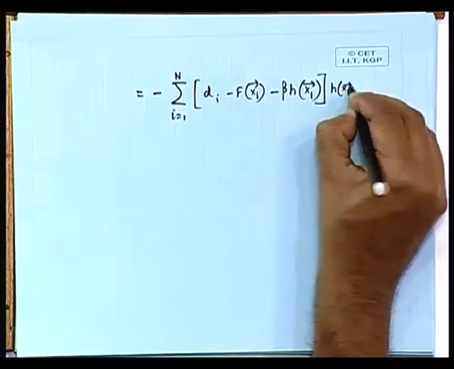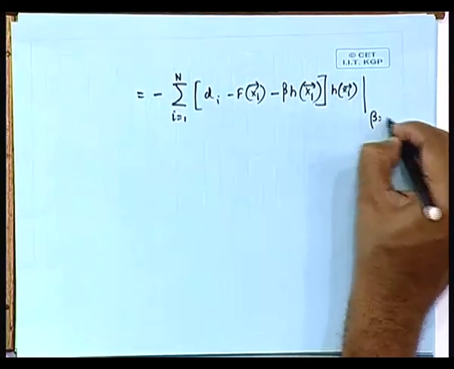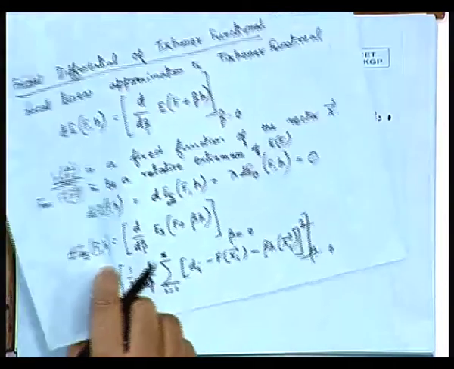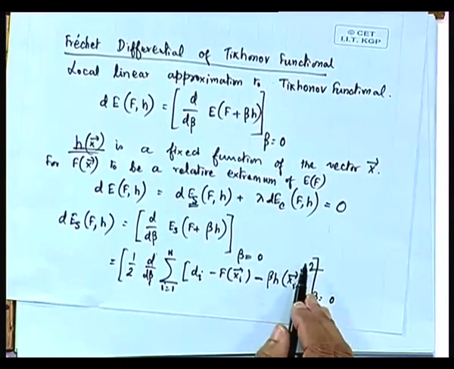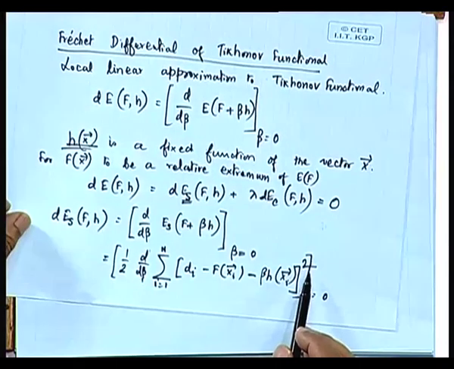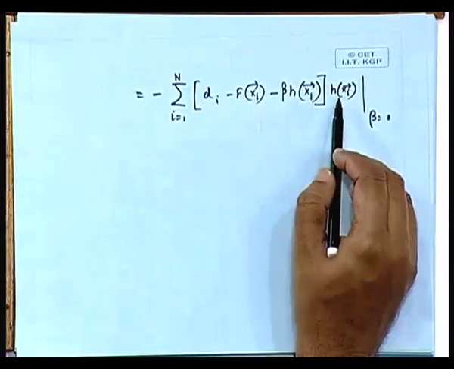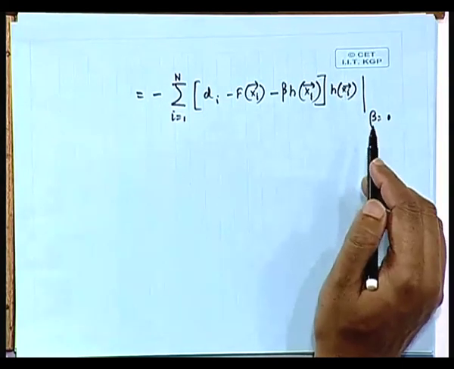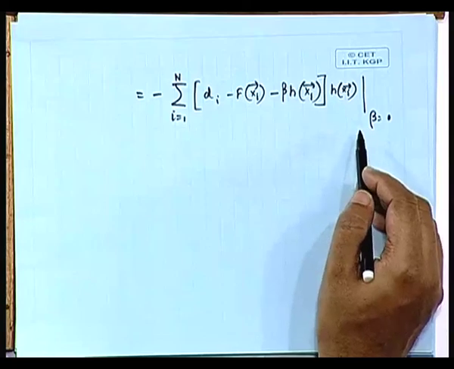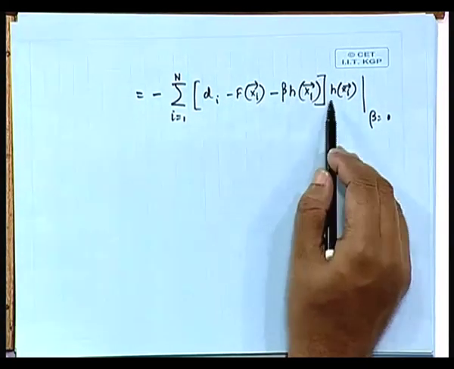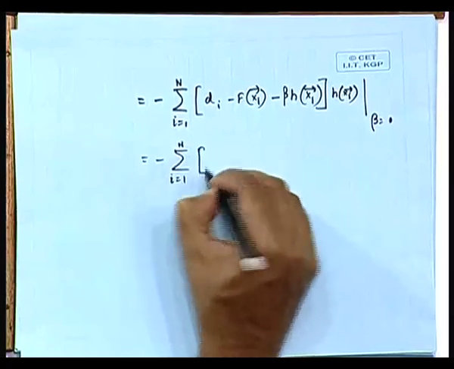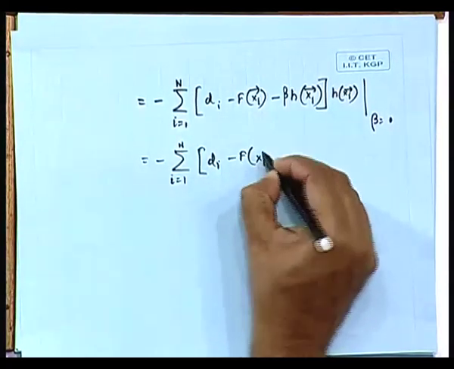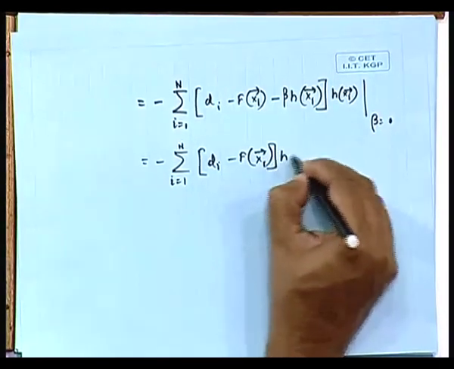This has to be multiplied by h of x_i, and this we have to compute at beta equal to 0. It is very clear why h of x_i will come, because there is a term which is associated with this h, the beta h term. So what we have to do is take the square of this and differentiate with respect to beta, which means an h of x_i term also comes. Now computing this for beta equal to 0 is pretty simple. If we put beta equal to 0 in this expression, what results is simply minus the summation over i equal to 1 to n of d_i minus f of x_i, multiplied by h of x_i, very correct.